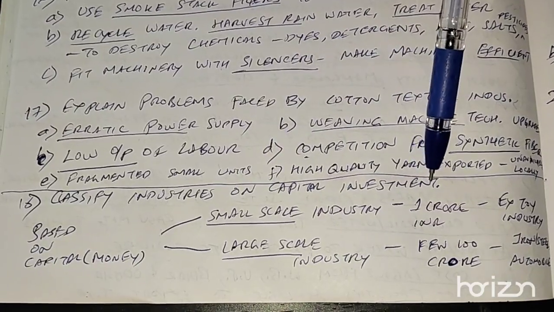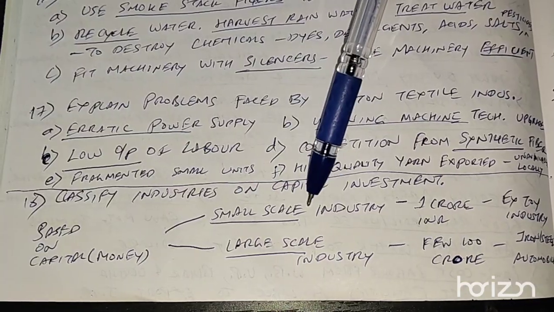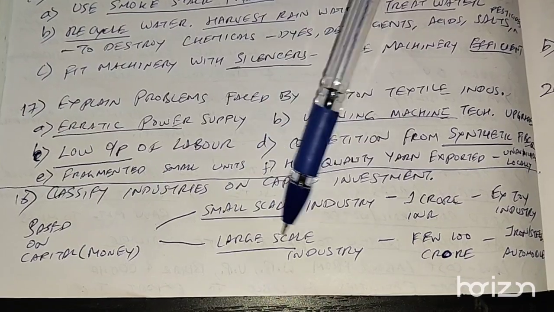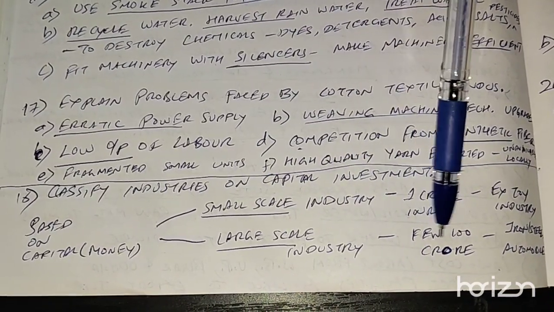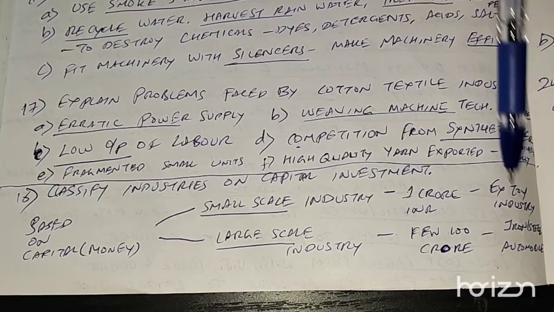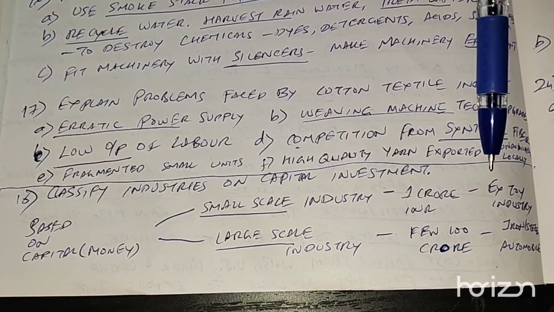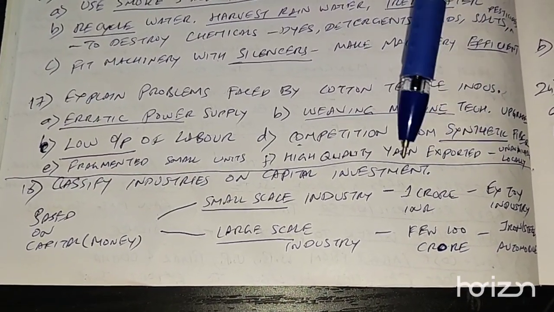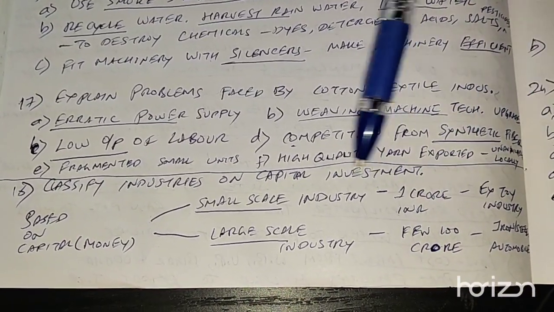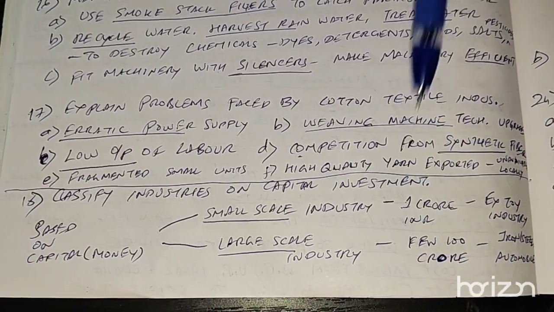Classify industries based on capital investment. Okay, based on the capital investment, that is the money invested, there is small scale industry which requires less than or equal to 1 crore INR. Example, toy industry. And there is large scale industry, which requires a few hundred crores. For example, iron and steel industry or the automobile industry. Okay, there are also many in-between industries which might be classified as micro, small, medium enterprises, that is MSME. So those will also require less money, but industries like iron and steel and automobile will require more than hundreds of crores.